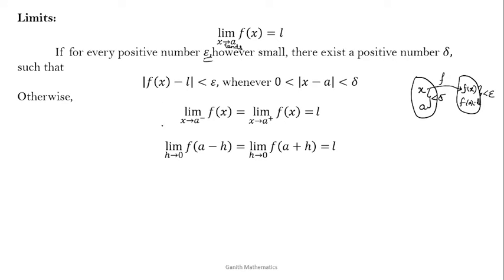So this is the left hand limit. We call this left hand limit because it is the negative side of the x-axis, the left hand side of the axis, and this is the right hand limit. So if this right hand limit and left hand limit both converge to a particular point, then we say that that is the limit point.